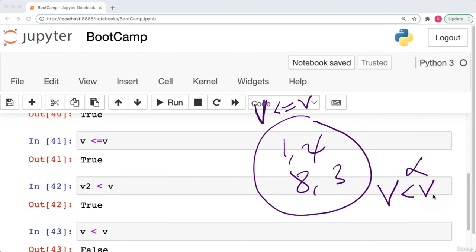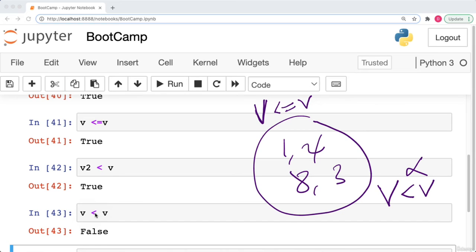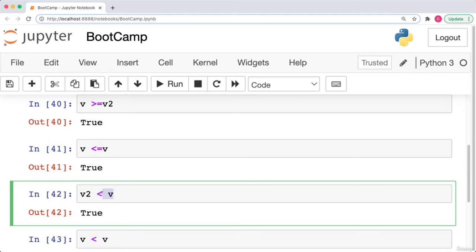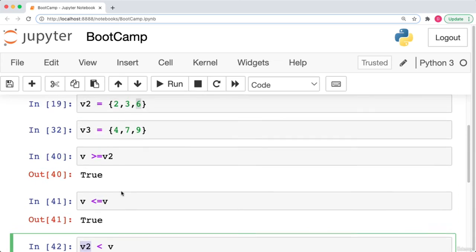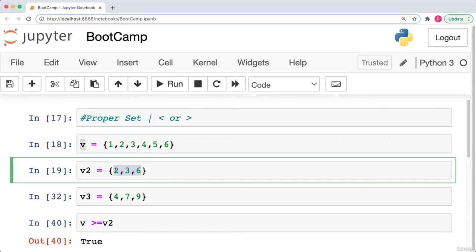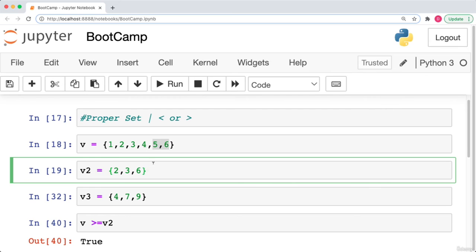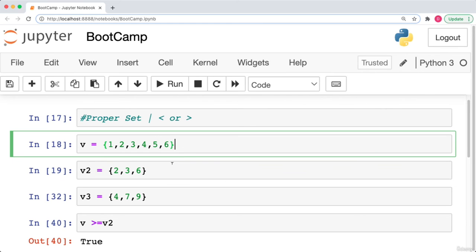This is wrong. That's what you are seeing here now. That V is a proper subset of V is false. Because for you to be proper of another thing, that thing must have more than you. That is to say, for V2 to be a proper subset of V, there should be something in V that is not in V2. But everything in V2 must be in V. Look at it. Everything in V2 is in V. But there are some things in V that are not here. You can see this one is a subset of this, is a proper subset of this.